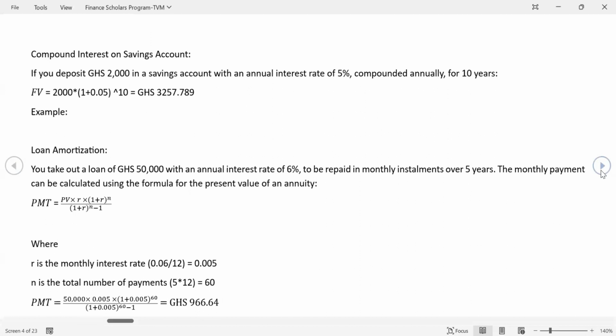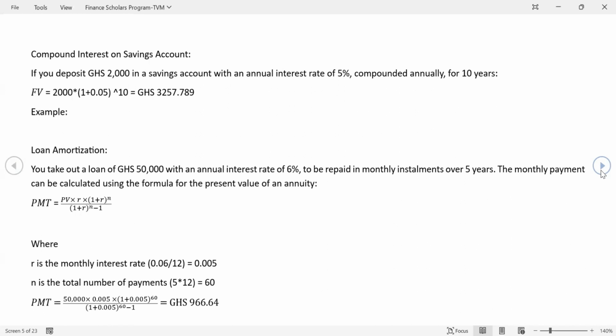Next, compound interest on a savings account. This is an example. If you deposit 2,000 in a savings account with an annual interest of 5%, compounded annually for 10 years, we have the same formula: future value equals present value times 1 plus R to the power N. The present value is a one-time deposit, 5% is R, our interest rate, and 10 is the number of years. Then you get your answer.